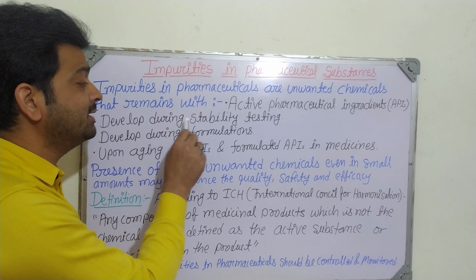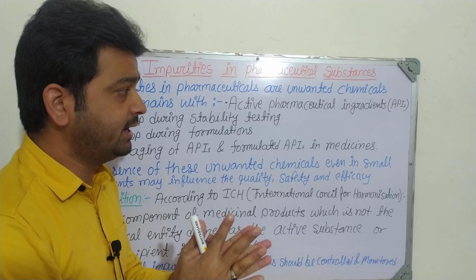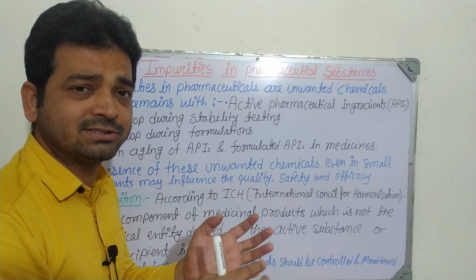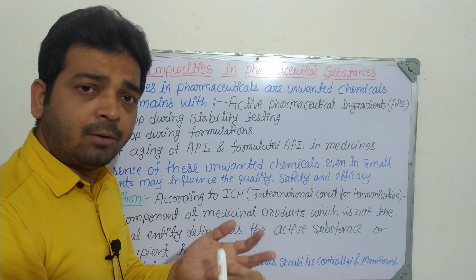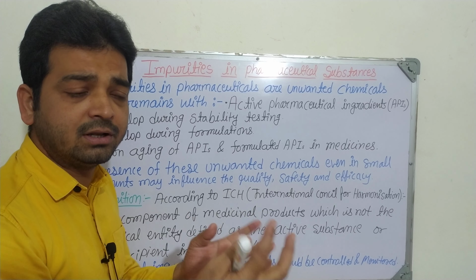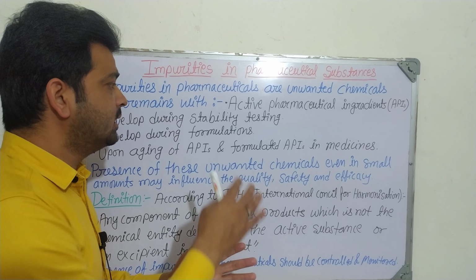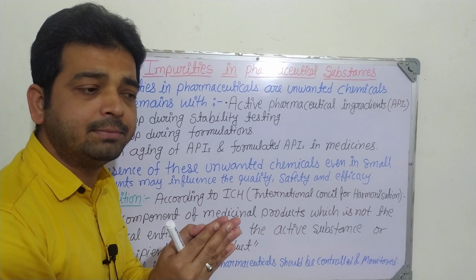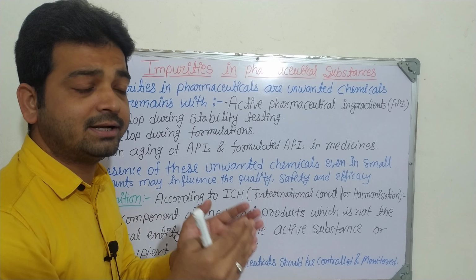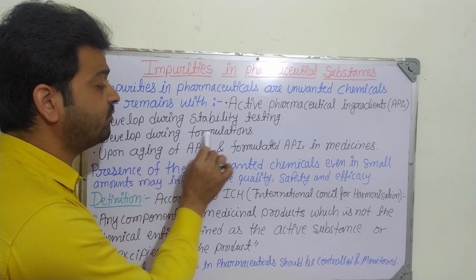Then, impurities may develop during stability testing. We do many stability tests for pharmaceutical formulations, checking physical, chemical and biological properties: solubility, optical rotation, refractive index and their different values, how the chemical behaves, and how long it can remain stable during storage. While testing those drugs, there is a chance that impurities may remain or may develop. The third reason is that they may develop during formulation.